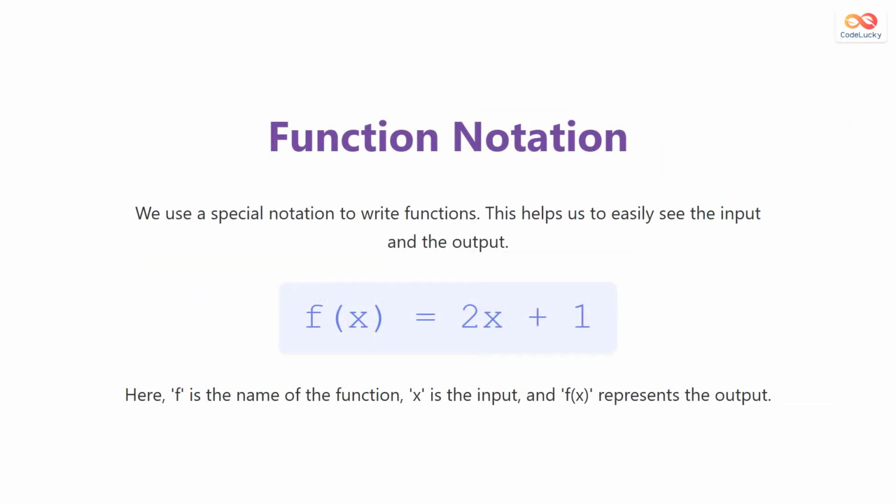We use a shorthand called function notation. When you see f of x equals 2x plus 1, f is just the name of our function, x is our input variable, and the whole symbol f of x stands for the resulting output.